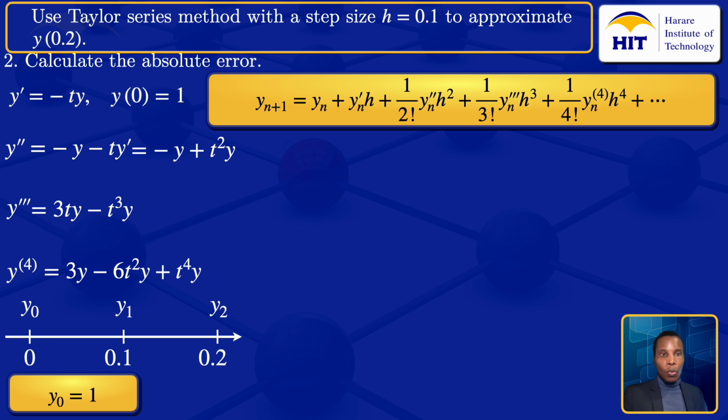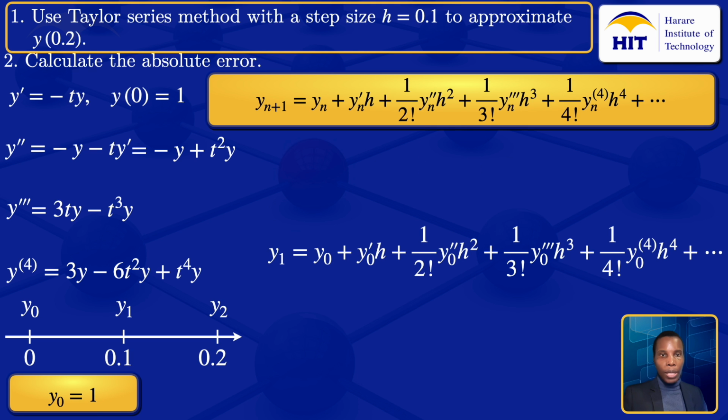Now for us to obtain y1, which is y at the point t equals 0.1, using the formula for the Taylor series, we substitute n equals 0, so that y1 equals y naught plus y prime naught h plus 1 divided by 2 factorial times y double prime naught h squared plus 1 divided by 3 factorial multiplied by y triple prime naught h cubed, then plus the part with the fourth derivative, and so on. But in this case, our step size h equals 0.1, so I can just write it here, h equals 0.1.